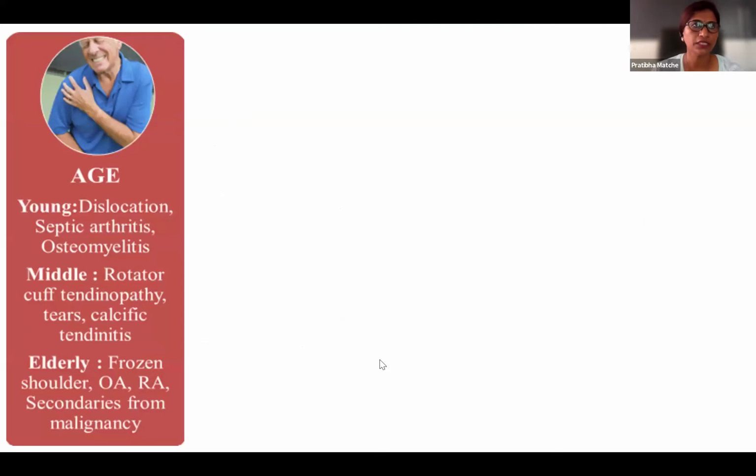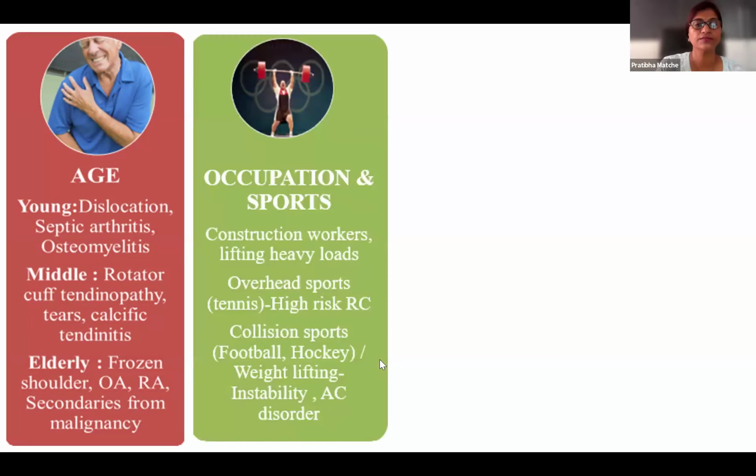So after the details of the pain history, just see what age the patient belongs to. If it is a young patient, then mostly there could be dislocation, septic arthritis, and osteomyelitis. Middle-aged patients are most common, and the reason in them is rotator cuff tendinopathy, tears, and calcific tendinitis. Whereas in the elderly, you should have a high index of suspicion for frozen shoulder, osteoarthritis, rheumatoid arthritis, and most importantly, secondaries from malignancy.